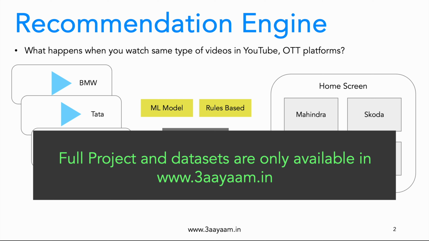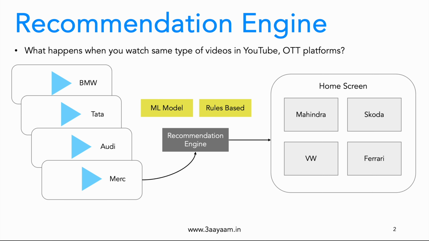By the way, what is a recommendation engine? We'll get the answer if you ask this question: what happens when you watch the same type of videos on YouTube or OTT platforms? For example, you are watching only car related videos, such as BMW cars, Tata cars, Audi cars, Mercedes cars, etc. If you keep on watching videos related to cars, this data would be captured by the recommendation engine, and then on your home screen you'll see only car related videos.